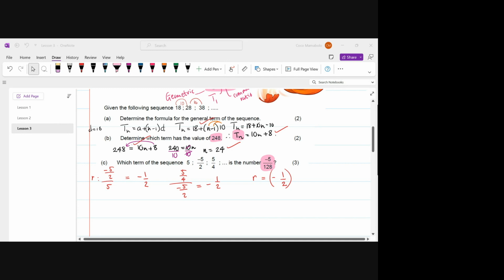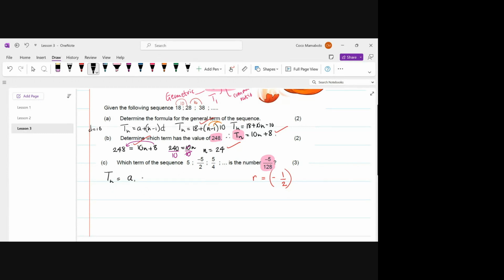Okay, so remember, first we check for common difference. If we don't have a common difference, we check for common ratio. So now that we have a common ratio, we know that it's a geometric sequence, and therefore we can use the geometric sequence formula. All right, so I know I can use Tn is equal to A times r to the power of n minus 1. All right, so I can sub in all that they've given me. So this, they're telling me, is the Tn part. That's what I'm subbing in here.